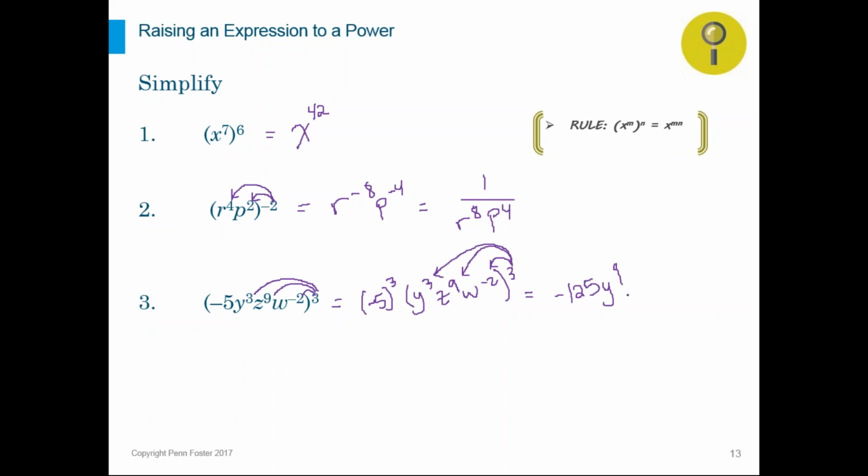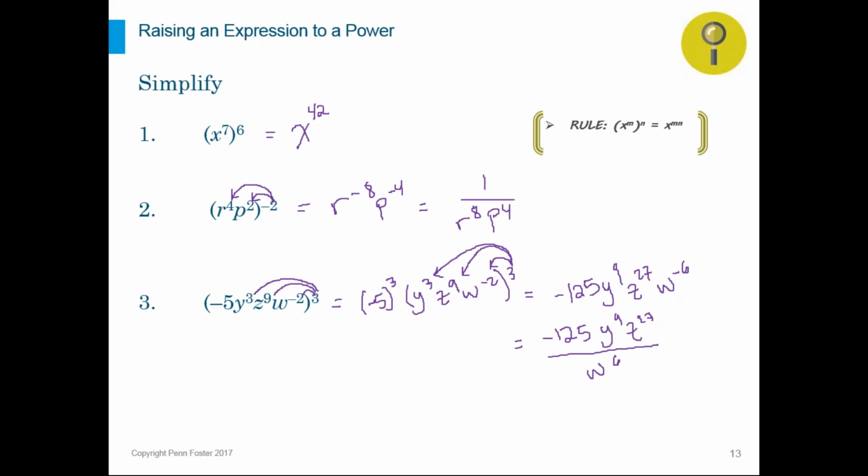3 times 9 is 27, z to the 27th. And then 3 times -2 is w to the -6. Put it in simplest form. So I'm going to keep the variables with positive powers up: -125, y to the 9, z to the 27th, and then w to the 6 would be in the denominator. That would be your final answer.